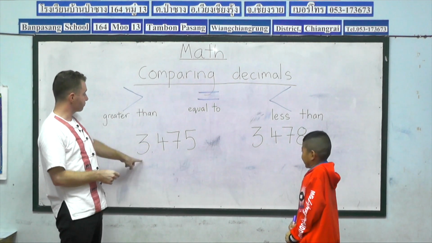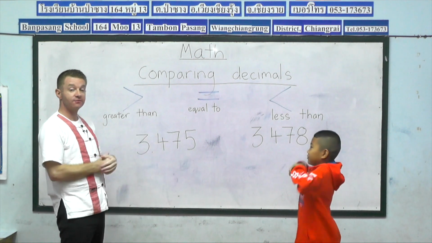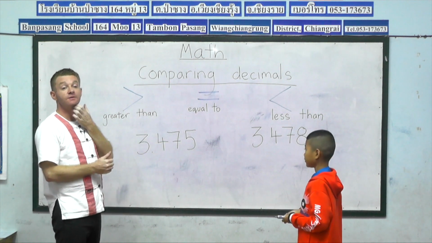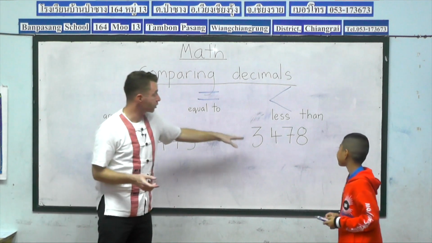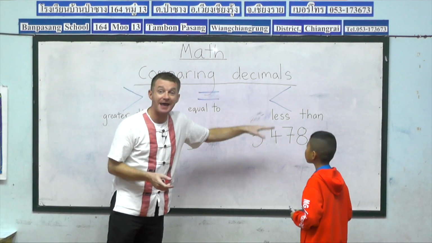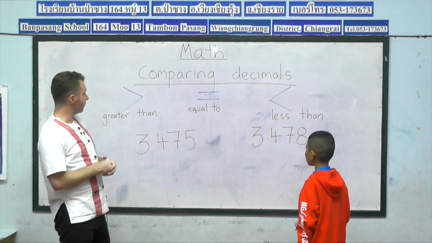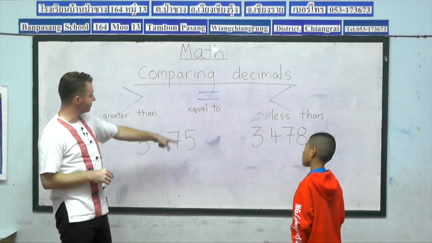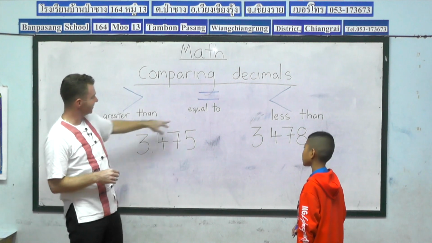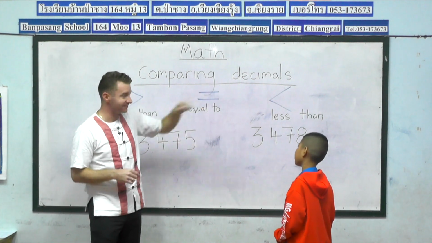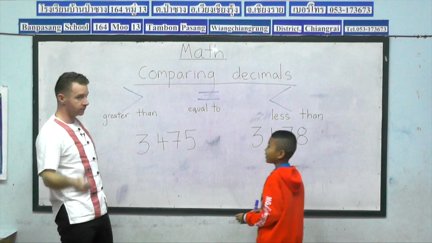We have 3.475 and we're comparing with 3.478. Okay, so Bangpon, do we think 3.475 is greater than, equal to, or less than 3.478?